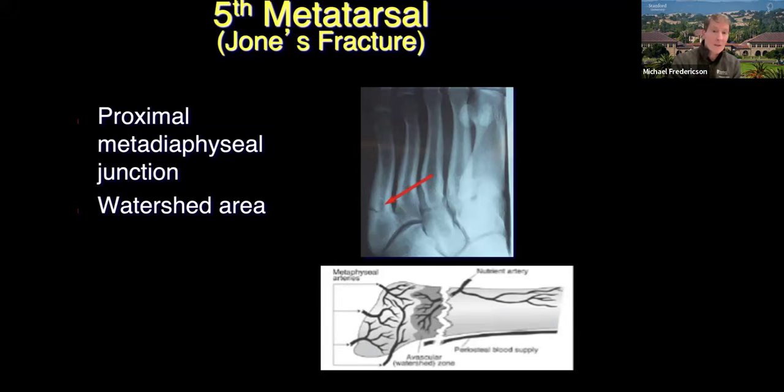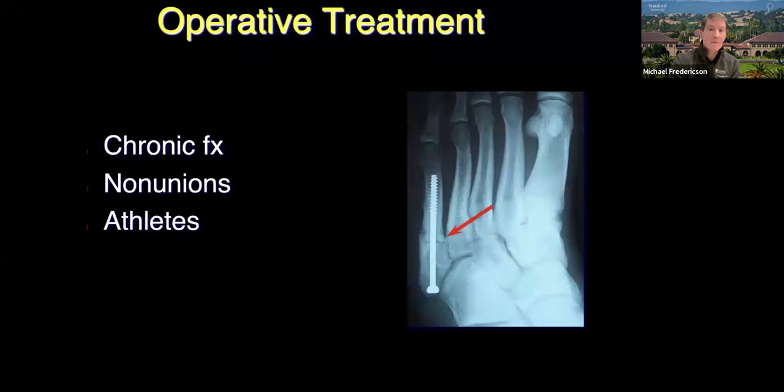So once you see this on X-ray, those are tough to treat, and all of our athletes are going to get the screw put in. Certainly, if there's a non-union or it's a chronic injury, it just gives you a much more predictable return to play.